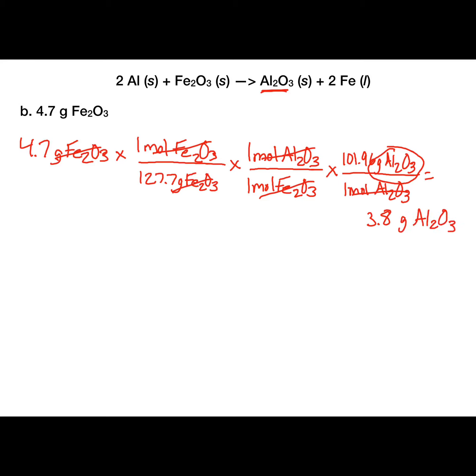And we know that it is 2 sig fig, since our number that is given to us in the beginning is 2 sig figs. Now we're going to figure out how many grams of our iron is produced. So we always start with what we are given, which is the 4.7 grams. So 4.7 grams of our iron 3 oxide times, same thing, we need to convert this into moles. So 1 mole of our iron 3 oxide is equal to 127.7 grams.